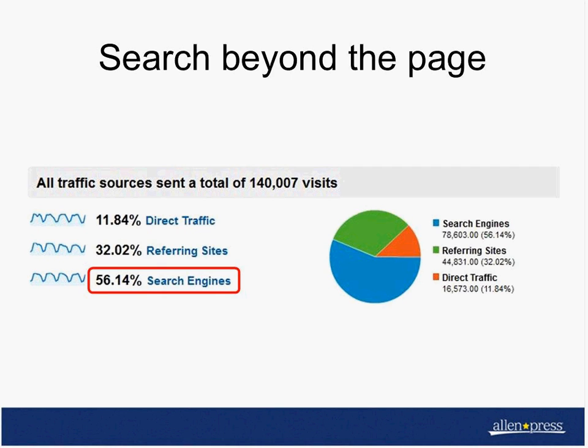11.84% would be people directly typing in your domain name to get to your site. I do that because I don't trust bookmarks, but not a lot of other people do. So you'll see most people are going to find what they're looking for through an intermediary, normally a search engine.